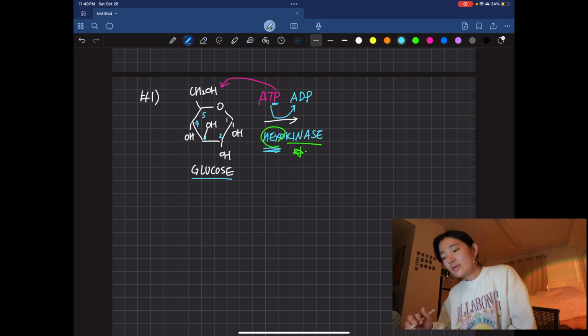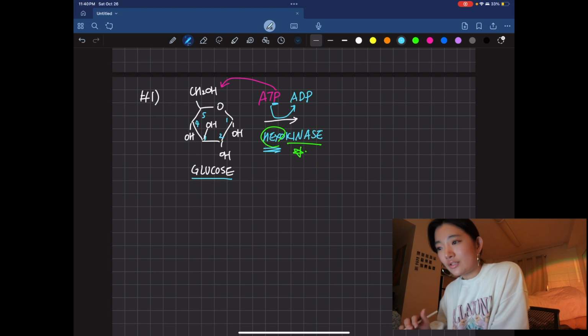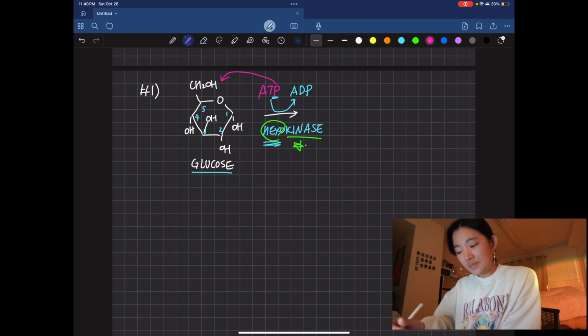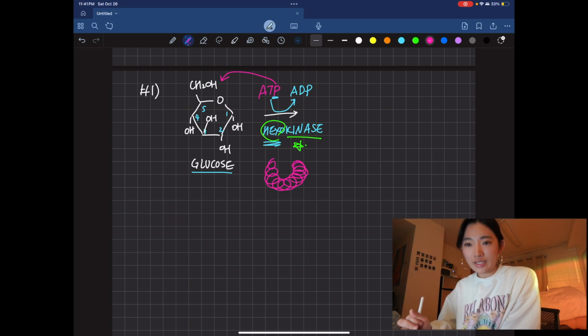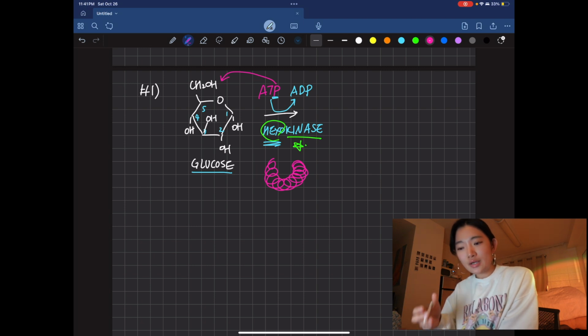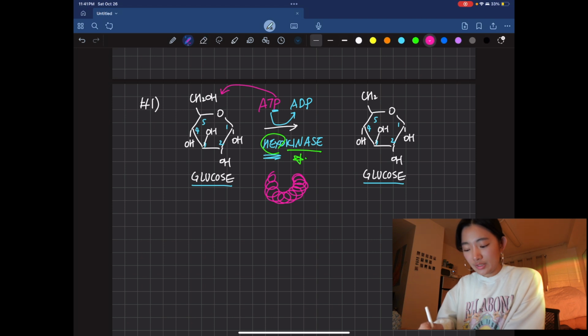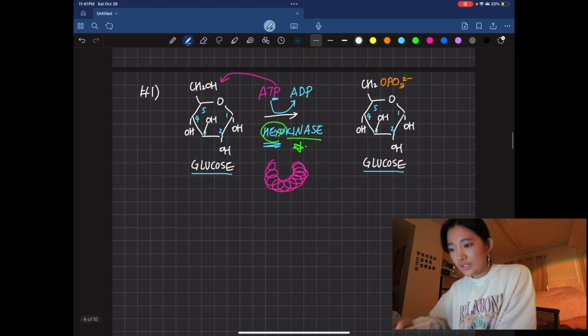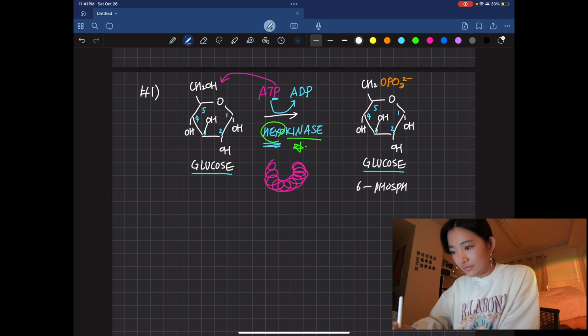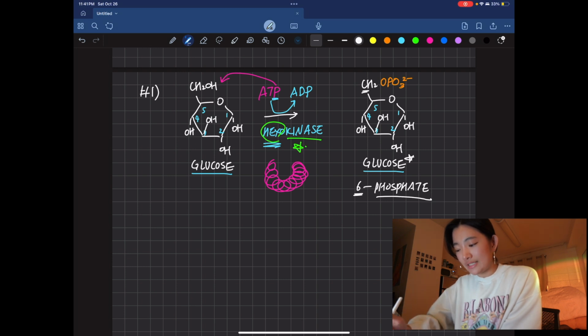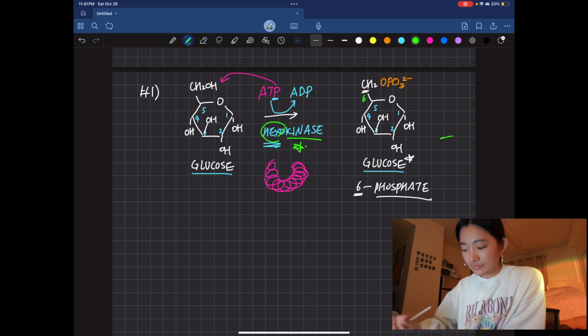Now notice how it's hexokinase, not glucokinase. This is because the hexokinase is actually able to do this not just with glucose, but with any other kind of hexose. So it has very broad substrate specificity. Once we phosphorylate this glucose, we're going to end up with a glucose 6-phosphate, which means that we're going to have a glucose molecule that has a phosphate group on carbon number 6. So that's reaction 1. Done and simple.